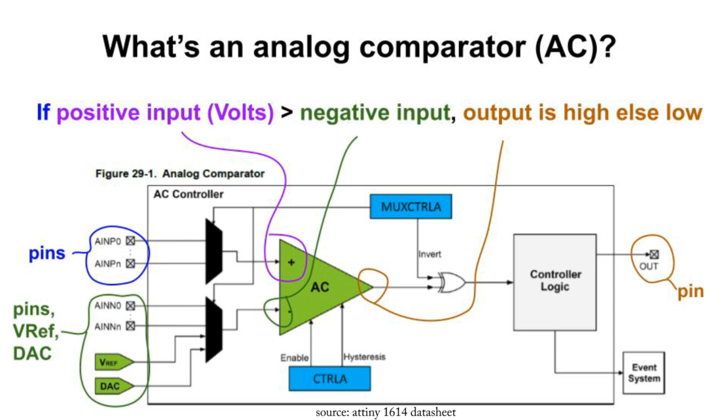What is an analog comparator? It's a device with two analog inputs called positive and negative, and one digital output called out. Out is high whenever the positive input is greater in volts than the negative input.